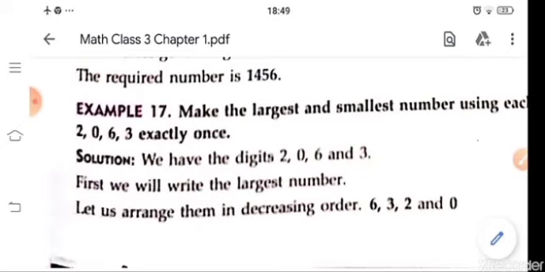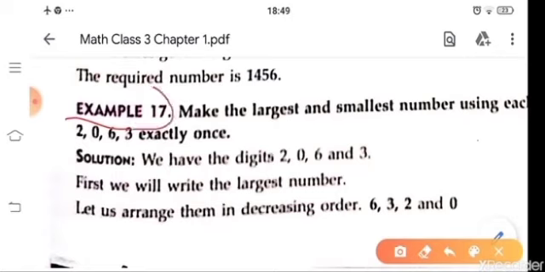In example number 16, children, we have done how to write the largest and the smallest number from the given numbers. Similarly, here also in example number 17, but there is a difference. Write the largest and the smallest number using these numbers, but we are allowed to use each number only once. We cannot repeat the numbers because it is written here exactly once. So let's see the largest number.